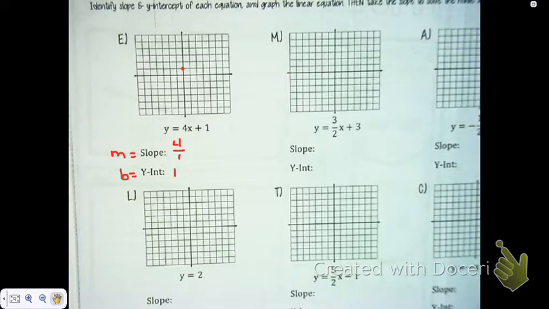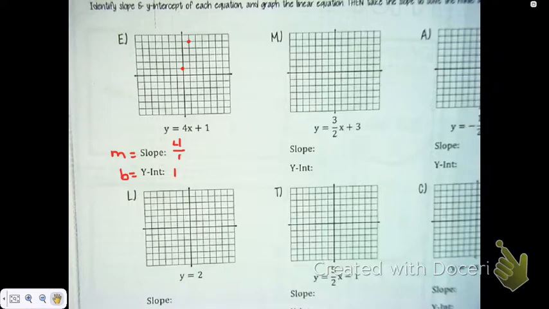We're going to go up 4. So 1, 2, 3, 4, and to the right 1, because it's positive slope. And that gives us our second point. Now, you know Miss Vinoy, she likes more than 2 points. I don't have room to go up 4 and over 1 again. So what could I do to get my third point?